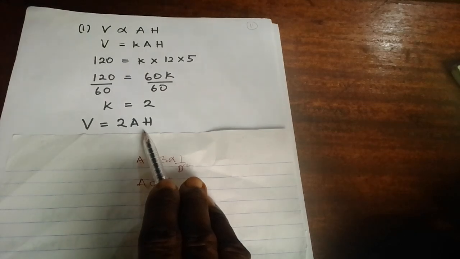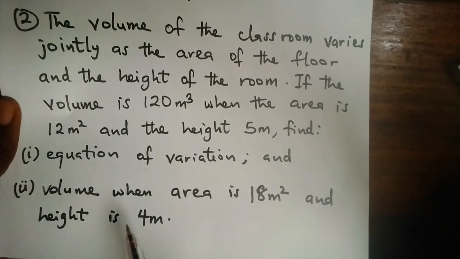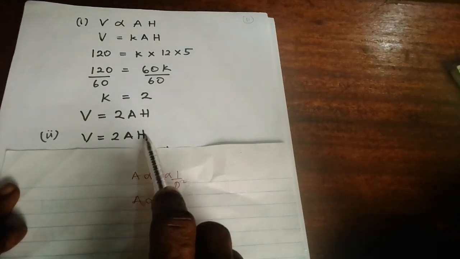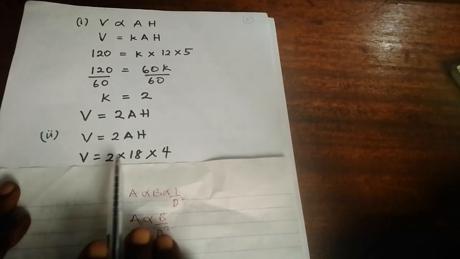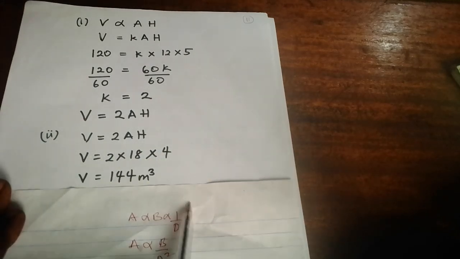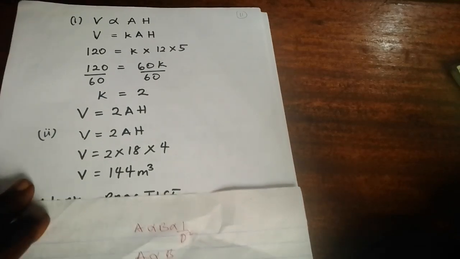So then the other part of the question says, find the volume when area is equal to 18 meters square and height equals 4 meters. So you now substitute the value of the area and the height into this to get the volume. Area is 18 and height is 4. So that V is equal to 2 times 18 times 4, which will give us 144. So it means the volume is 144 meter cube.